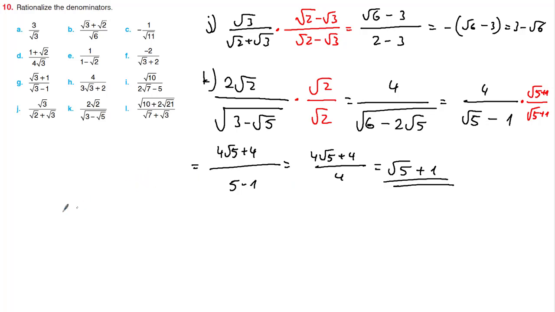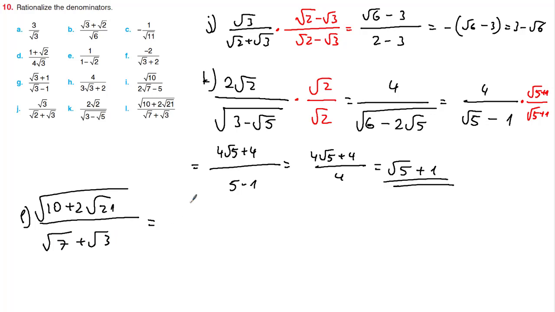And the last one, under L, we will have something similar maybe. Now it's 10 plus 2 root of 21, square root of this whole thing, over square root of 7 plus square root of 3. So what do we get here? Now two numbers that add up to 10 and multiply to 21. Those two numbers are 7 and 3, obviously, so it will be square root of 7 plus square root of 3.